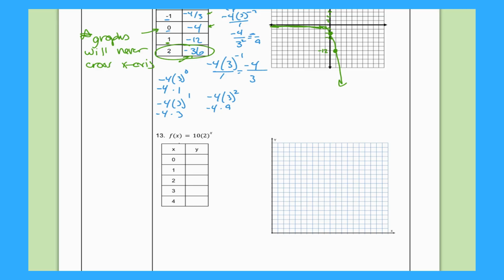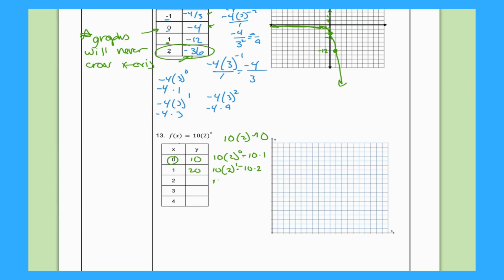We can put it in the calculator, or we can do this one by hand. If you put it in the calculator, so let's do this 0 first. 10 times 2 caret 0. If you're doing it by hand, 10 times 2 to the 0, anything to the 0 is 1, so really that says 10 times 1, which is 10. And then the next one, 10 times 2 to the first. Exponents first, so 2 to the first is just 2. 10 times 2 is 20.